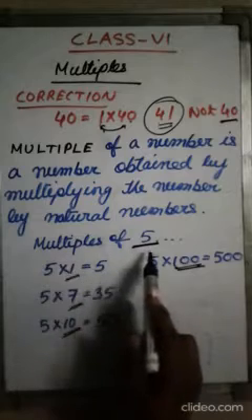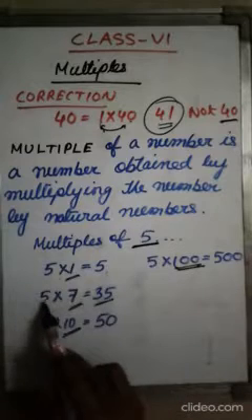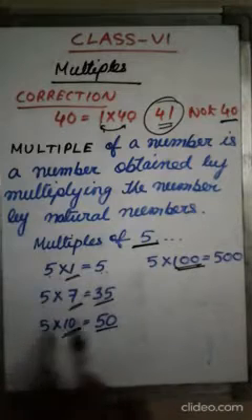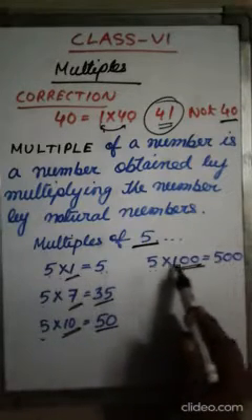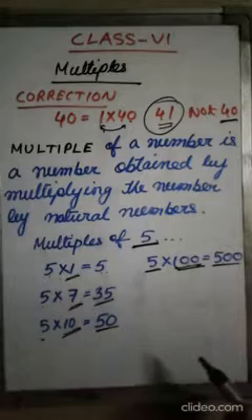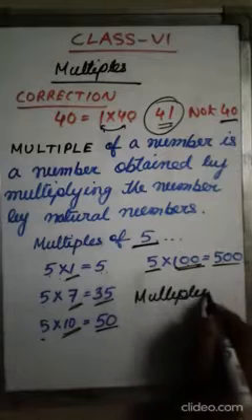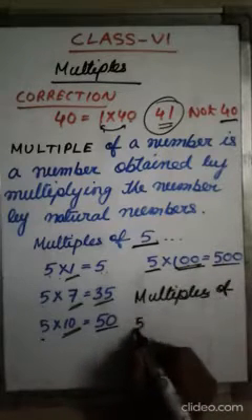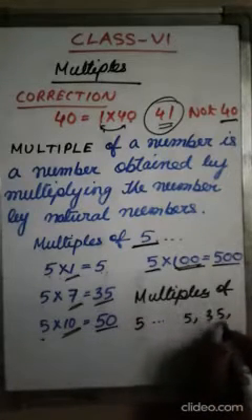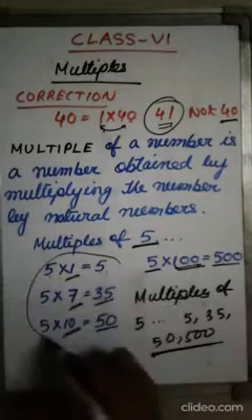So here multiples of 5: 5 into 1 is 5, 5 into 7 is 35, so 35 is a multiple of 5, 5 is a multiple of 5, 5 into 10 is 50, 50 is a multiple of 5, 5 into 100 is 500, so this 500 is a multiple of 5. So multiples of 5, you can write 5, 35, 50, 500 from this data.